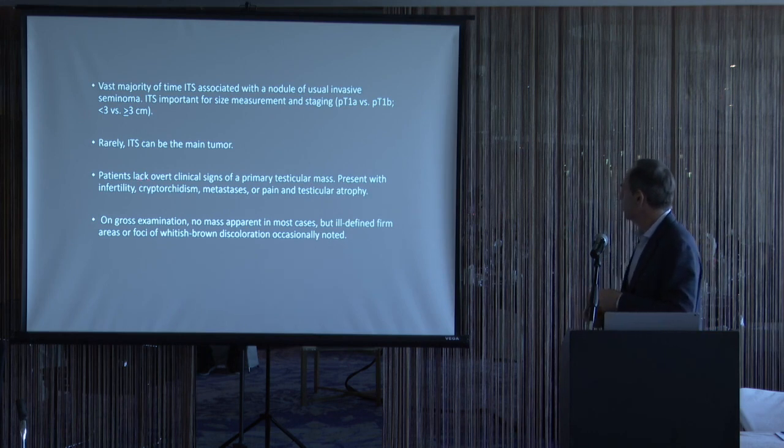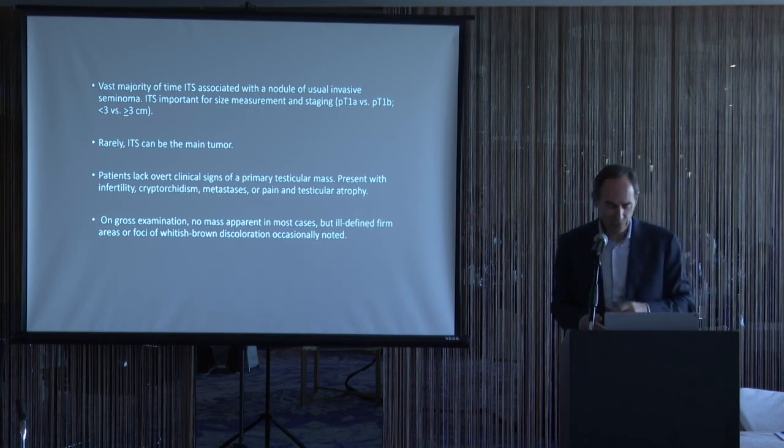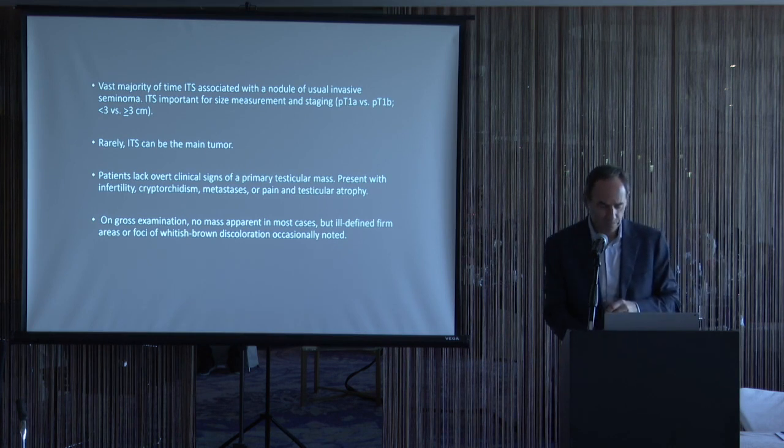Patients who have only or predominantly intertubular seminoma usually have no clinical signs of a testis mass. They often present either with infertility, cryptorchidism, sometimes a large retroperitoneal mass, pain, or testicular atrophy. In gross examination, when you have a case of predominantly intertubular seminoma, there's no mass apparent in most cases, maybe at most just ill-defined firm areas with some discoloration.